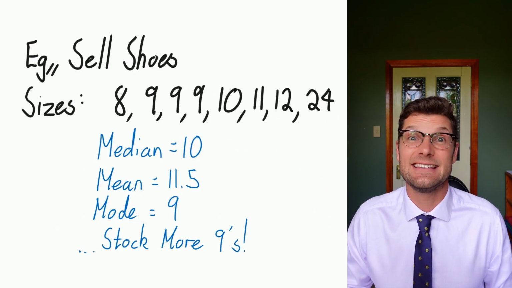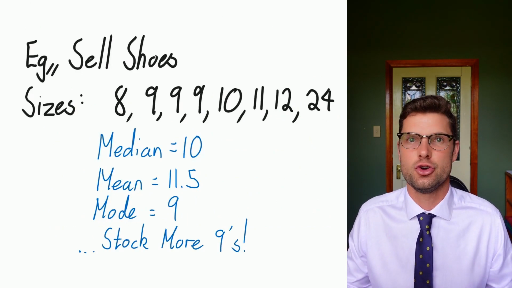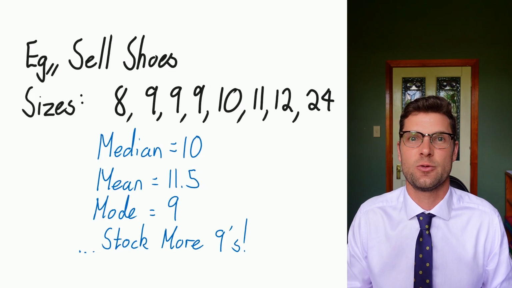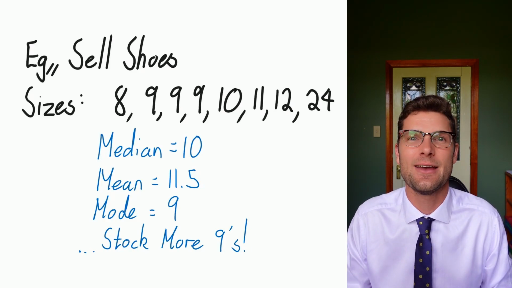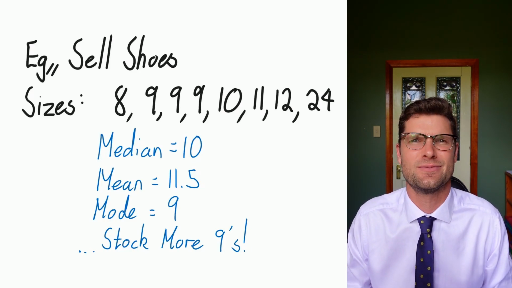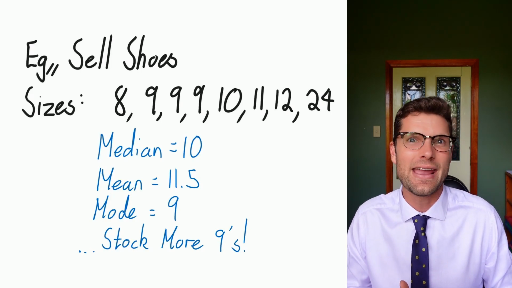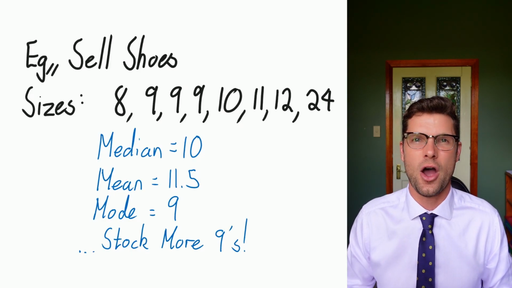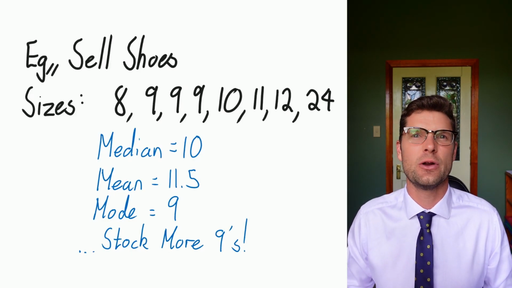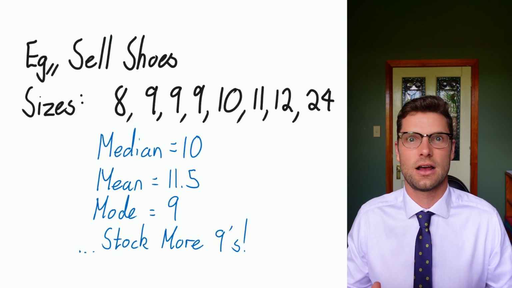So a really easy example for this is if you were selling shoes. So these are the shoe sizes we've got. At the end there, maybe Shaq came in and was like, hey, do you have some size 24s? But if you had a look at this data set, the median is 10, the mean is 11.5, and the mode is 9. If you were a manager, you wouldn't go, oh, well, the average is 11.5.